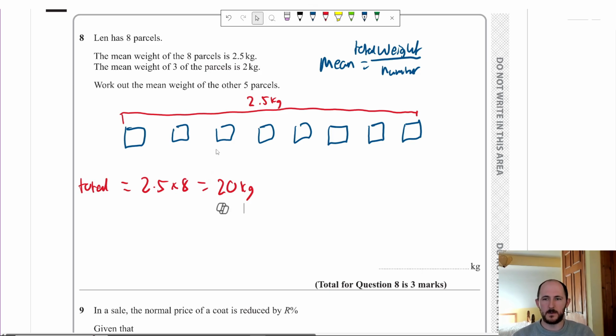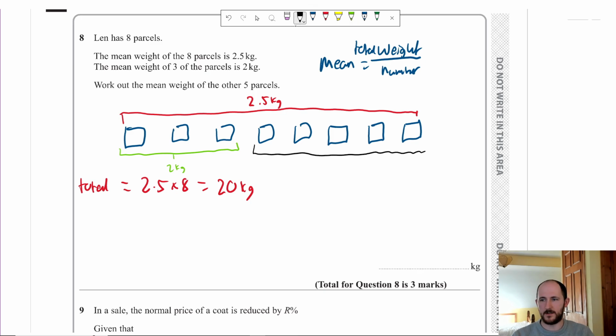So you might be wondering why I'm doing this. Well, it's because they tell me that the mean weight of 3 of the parcels is 2 kilos. And our objective is to work out the mean of the other 5 parcels. So if we look back at our formula, we need to work out the total weight of the 5 parcels and divide it by 5. They've given us the mean of all of the parcels and we've worked out the total weight of all 8. So if I work out the total weight of these 3, subtract it from the total weight of all of them, then I have the total weight of the 5 that are left over.